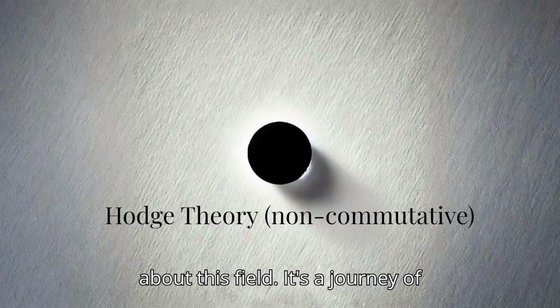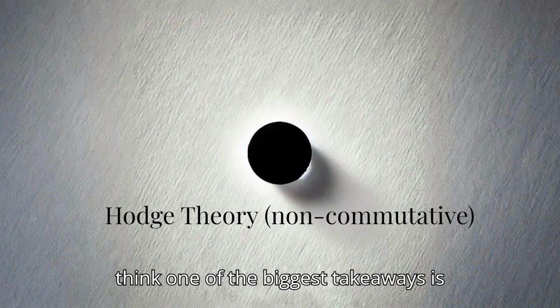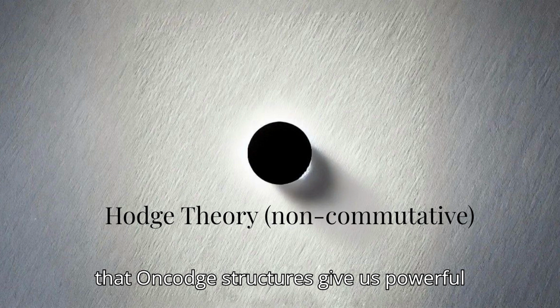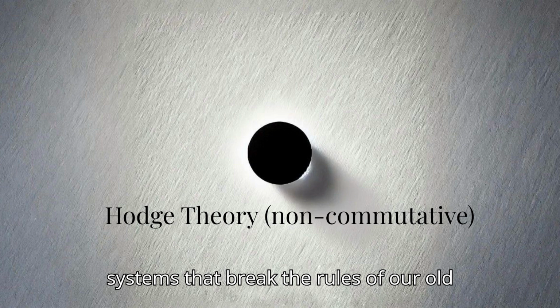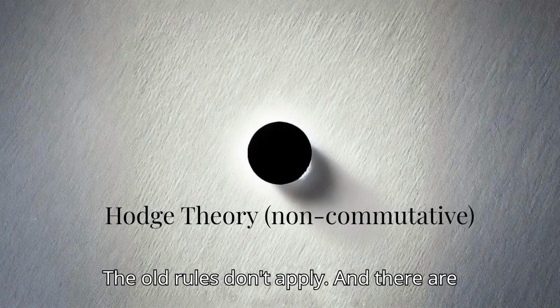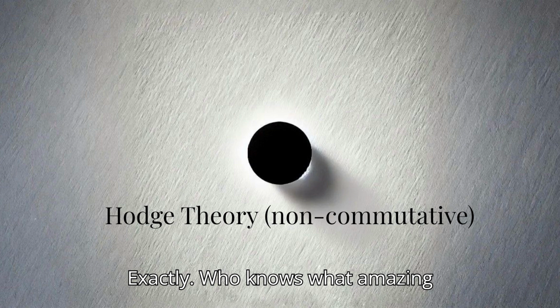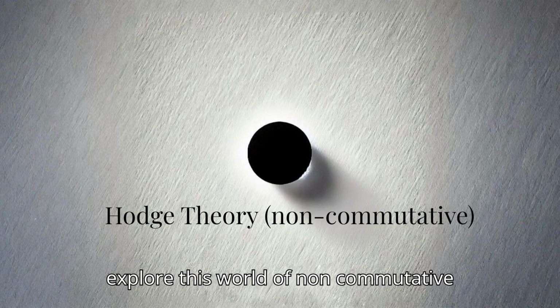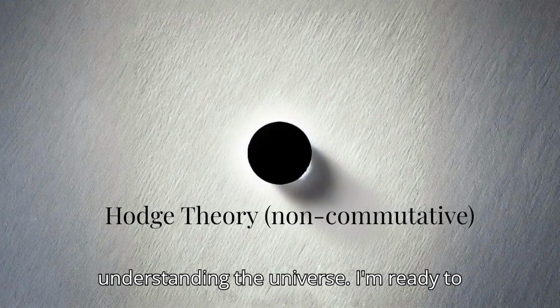That's what's so cool about this field. It's a journey of discovery, always more to explore. But I think one of the biggest takeaways is that Hodge structures give us powerful new tools to understand complex systems, systems that break the rules of our old ways of thinking. It's like we're entering a whole new era of math. The old rules don't apply, and there are all these possibilities opening up. Exactly. Who knows what amazing discoveries are waiting for us as we explore this world of non-commutative geometry and its implications for understanding the universe. I'm ready to keep going.